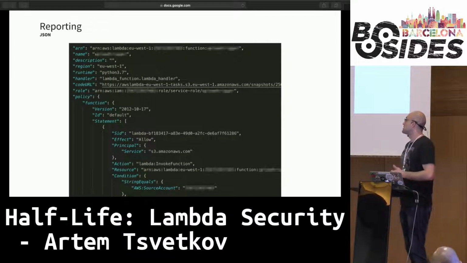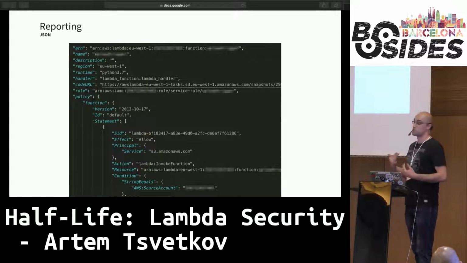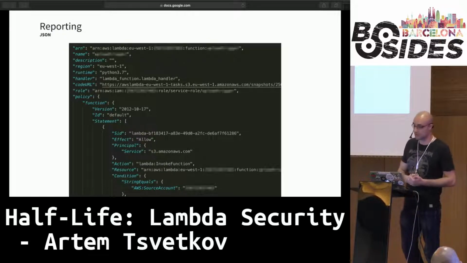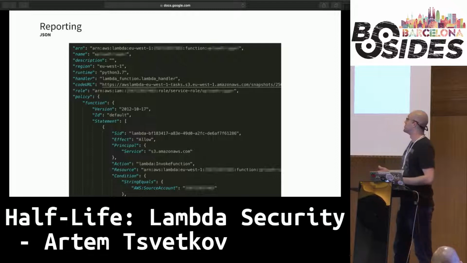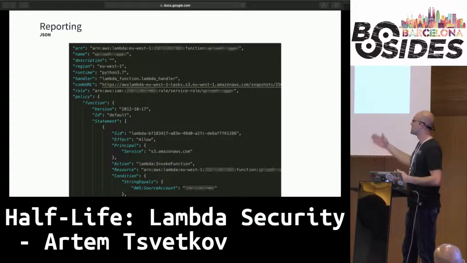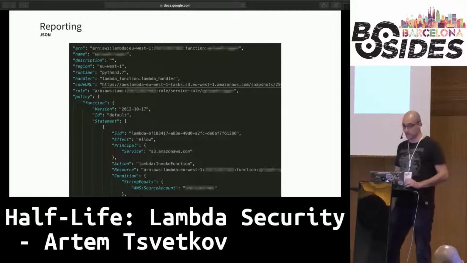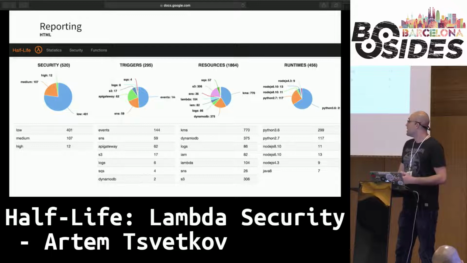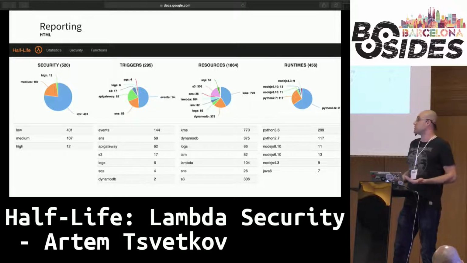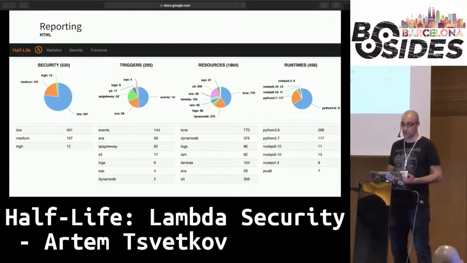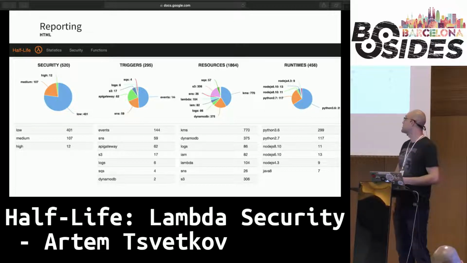Half-Life also generates a per-function report, and this is where you see all the details for each individual function, including the description, the runtime, and the region it's in. It's going to give you all the policies, including resource-based policies, your execution role, and so on. And this is basically the HTML version of the JSON reports. This is the stats that you see. It's sort of nice to get an overview of what's going on inside your serverless network.